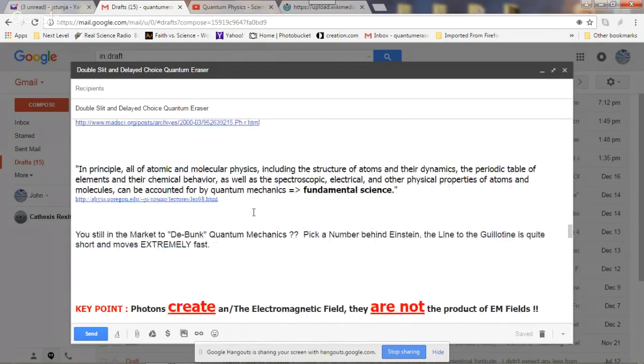So from the University of Oregon, in principle, all of atomic and molecular physics, including the structure of atoms and their dynamics, the periodic table of elements and their chemical behavior, as well as the spectroscopic, electrical, and other physical properties of atoms and molecules, can be accounted for by quantum mechanics. Science. So you're still on the market to debunk quantum mechanics? You can pick a number behind Einstein. The line to the guillotine is quite short and it moves extremely fast, like at light speed.